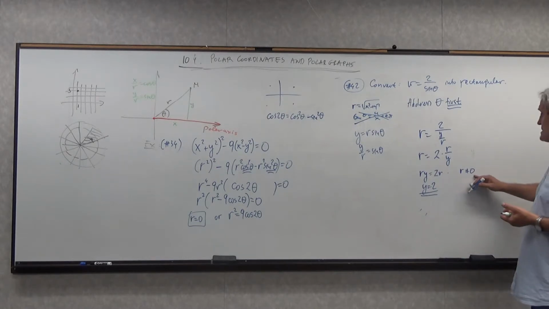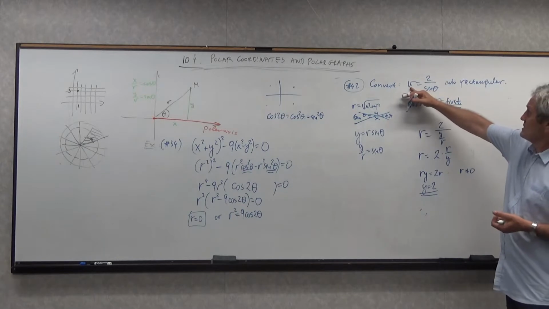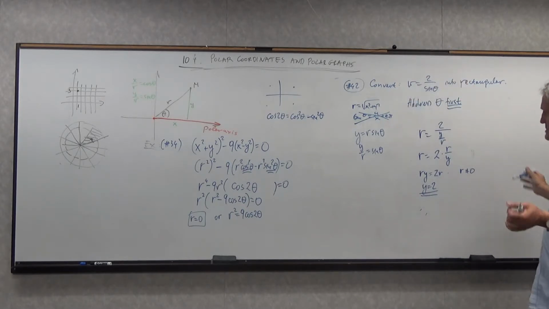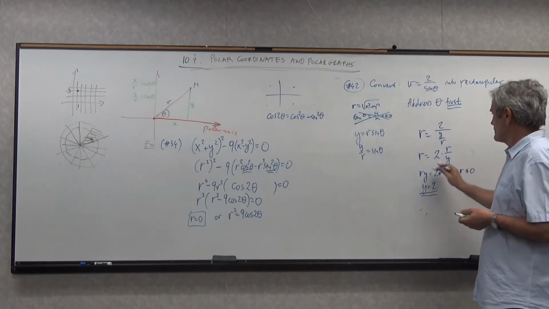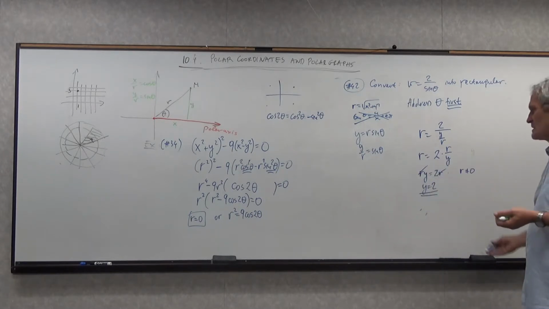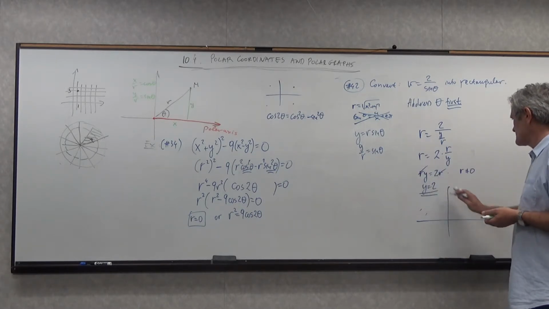Generally, r cannot be 0. Why? Because if you want r to be 0, this quotient can never be 0. So there are no restrictions that I placed. Here I got y equals 2. Generally, what is that equation?